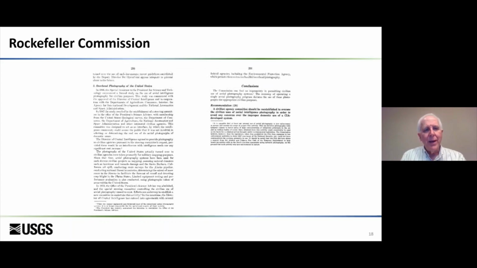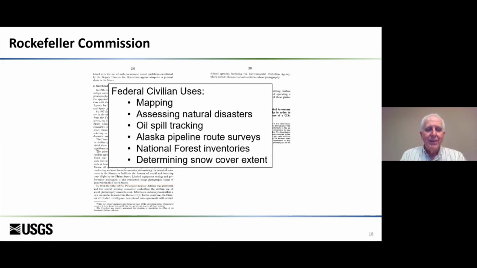In that report, on those pages, they actually said that yes, the CIA, or Central Intelligence Agency in this case, that was operating Corona, was actually imaging domestic areas of the United States, but they were providing that film to civilian agencies to help those agencies meet their statutory missions. They particularly called out mapping, assessing natural disasters, oil spill tracking, helping to plan the Alaska pipeline route, and you see the others of forest inventory and determining snow cover.